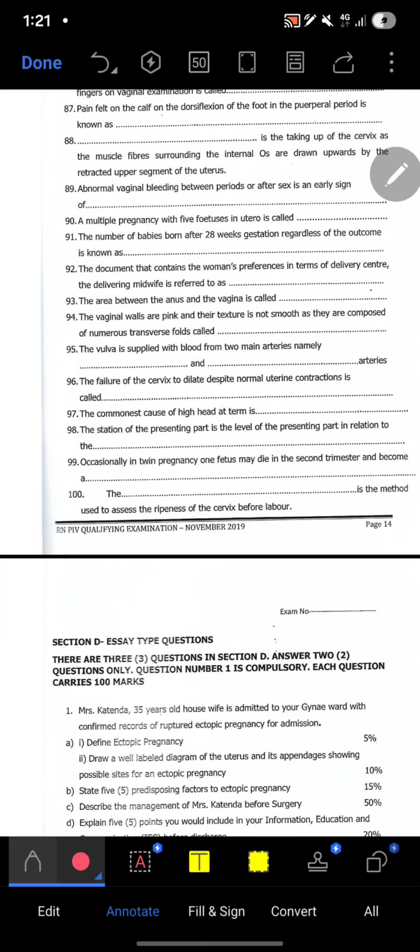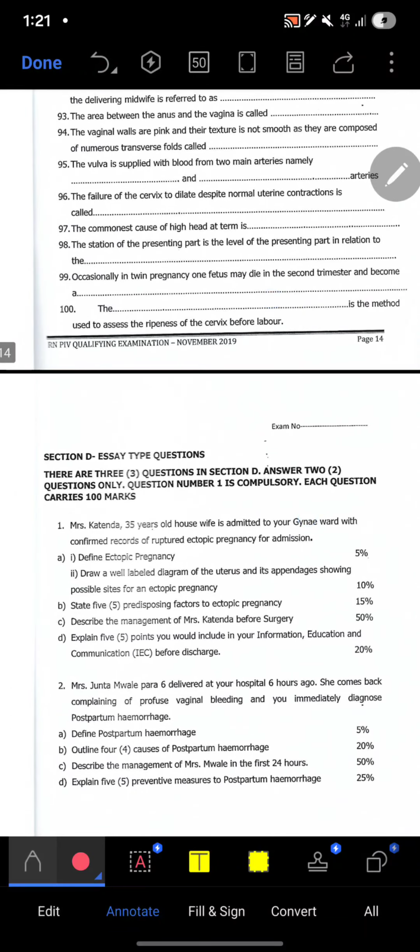95. The vulva is supplied with blood from 2 main arteries, namely dash and dash, and this is the internal pudendal artery and external pudendal. 96. The failure of the cervix to dilate despite normal uterine contraction is called. The correct answer is cervical dystocia. 97. The commonest cause of high head at term is. The correct answer is cephalopelvic disproportion.